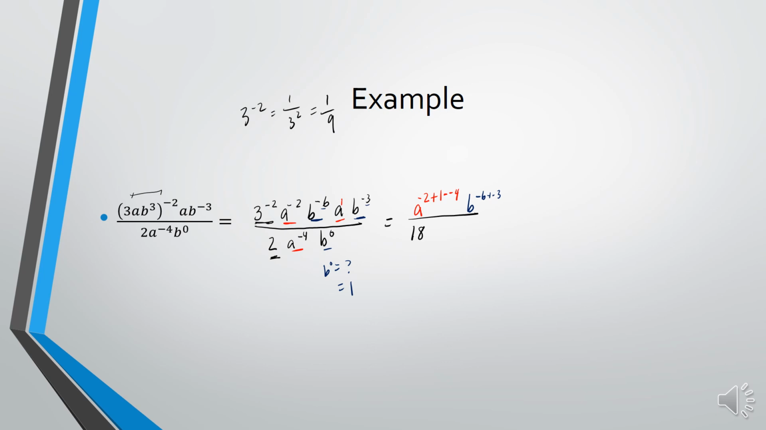So let's see what all this kind of boils down to. Looks like I have a to the negative 2 plus 1, and then plus 4. So that looks like 3. Then b to the negative 6 minus 3, so negative 9, divided by 18. Because we don't like negative exponents, I'm going to make that b not have a negative exponent by moving it to the bottom. So a cubed over 18b to the 9th.